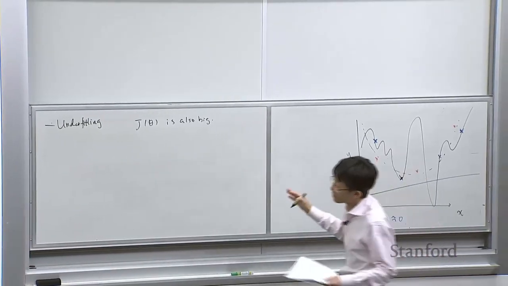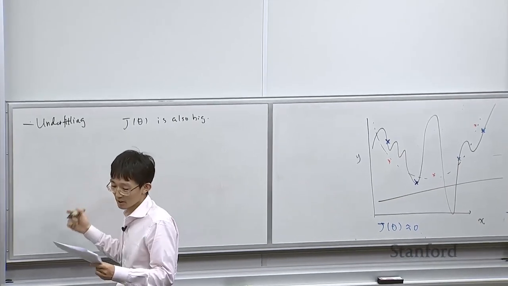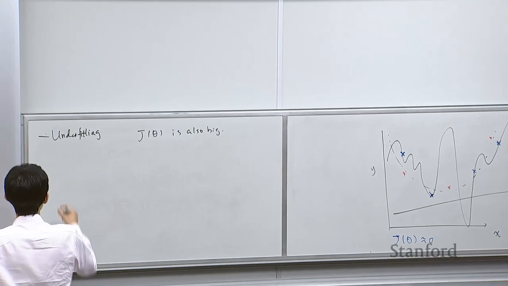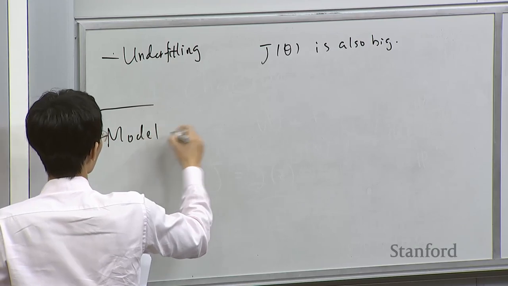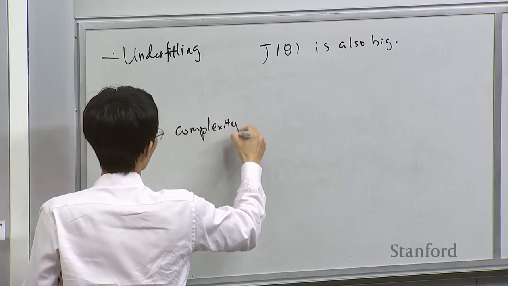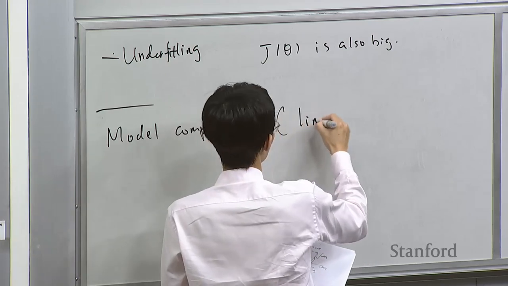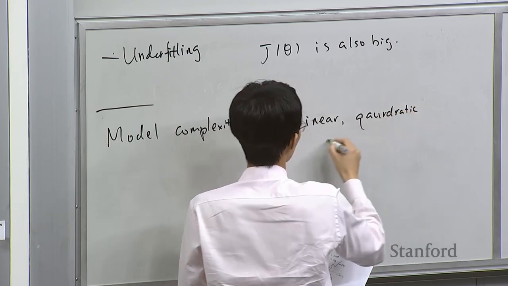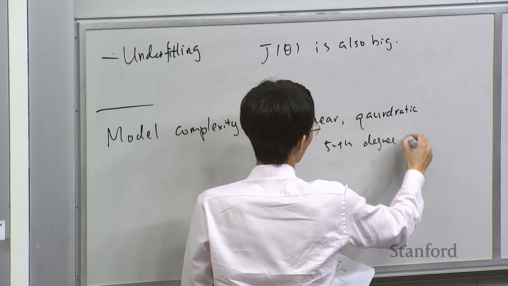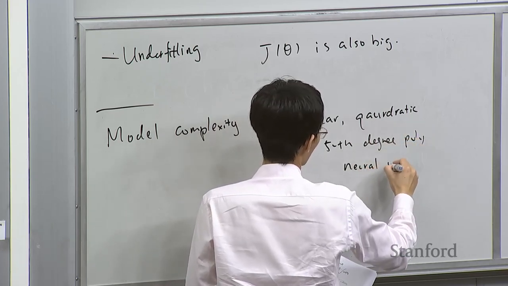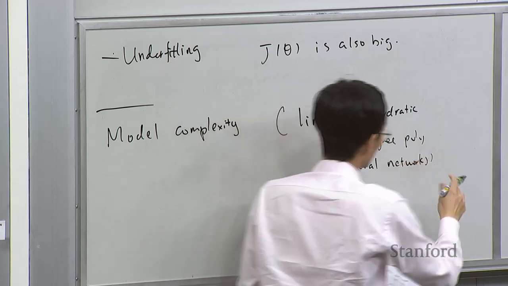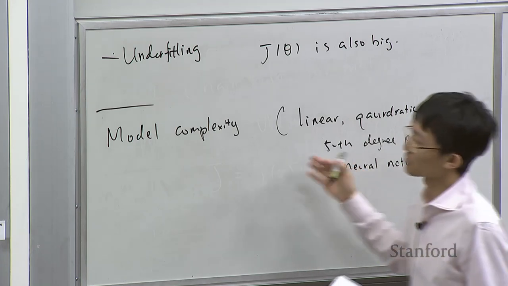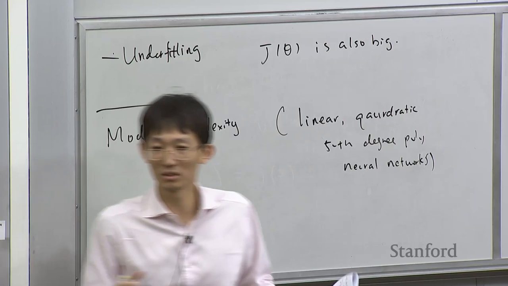And whether you are in the overfitting regime or the underfitting regime or in the nicer regime depends a lot on different things. One kind of decision we are trying to discuss today is, what is the right model complexity? So whether you're going to use a linear model, maybe a quadratic, or maybe a fifth degree polynomial, or a neural network, and so on and so forth. So we're going to discuss what will happen if you change your model complexity, in what cases you may underfit, in what cases you may overfit, and what is the best sweet spot.